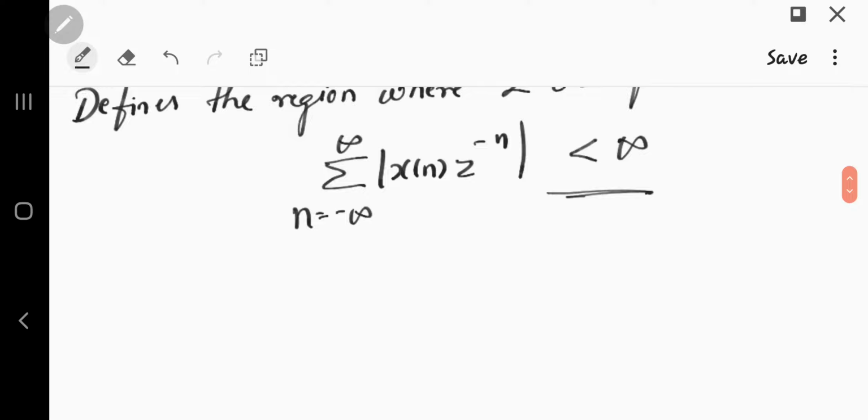The values of z which allow the system to converge will lie in the region of convergence. So that is the meaning of it. Now this region of convergence, we have to define that. That means it defines where the Z transform exists. So whenever the Z transform is found, we have to mention the region of convergence.